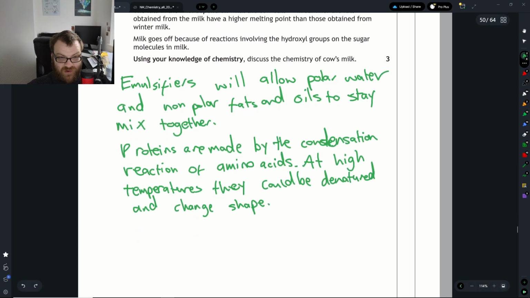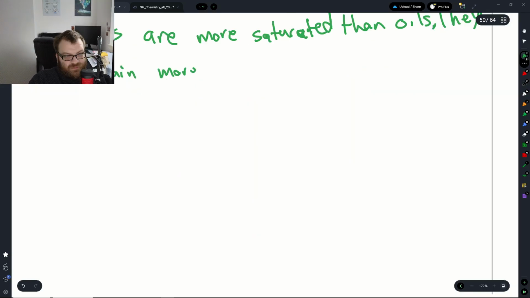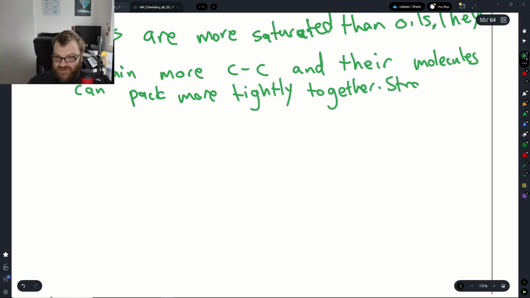Next up, we've got the differences between fats and oils. It's their degree of unsaturation. Fats have carbon to carbon single bonds, and molecules can pack more tightly together and have stronger intermolecular forces.